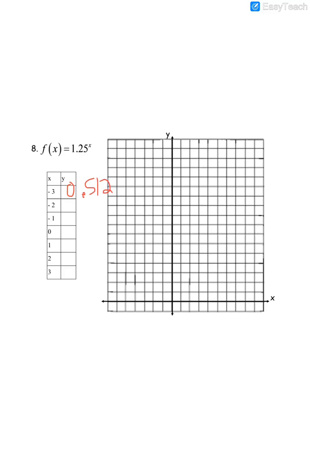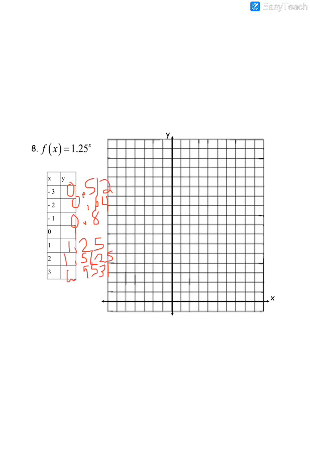For -2, I have 0.64, then 0.8, then 0, 1, then 1.25, 1.5625, and 1.9531. So these are going to be a little more challenging to graph, but we'll do our best.